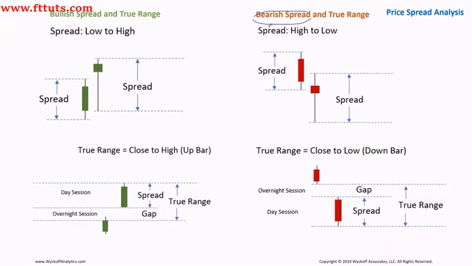Bearish spread and true range are going to be defined the same way. So the difference between the high and the low is just the spread, or the daily spread. It could be weekly spread, it could be monthly spread. And then for the true range, we have to have a definition of the gap as an overnight session. And then the difference between the low of the daily bar and the previous close will define the true range for this bar. And that's going to look like a significant bar.